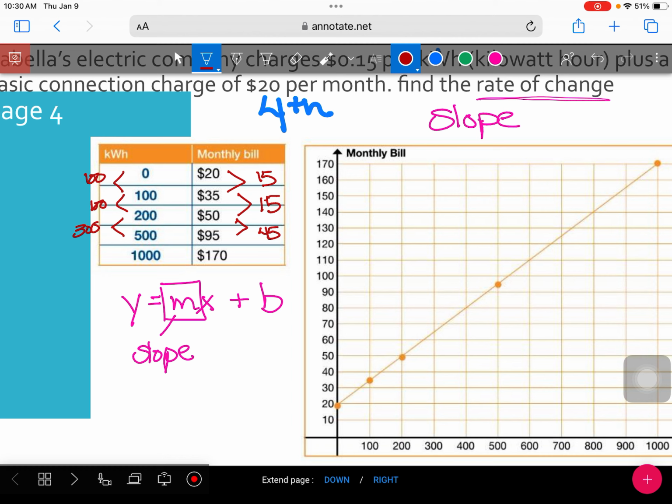So what is my change here? What's the rate of my change? How much is changing? A lot. A little, then a lot, and then even more. Okay, can we be a little more specific? 15 for every 100. Kilowatt hours, monthly bill. Which is my x values? Which are my y values?